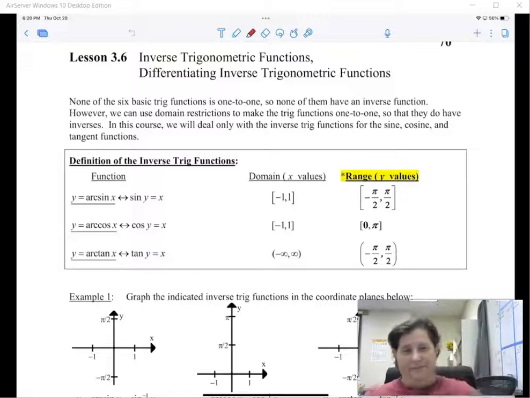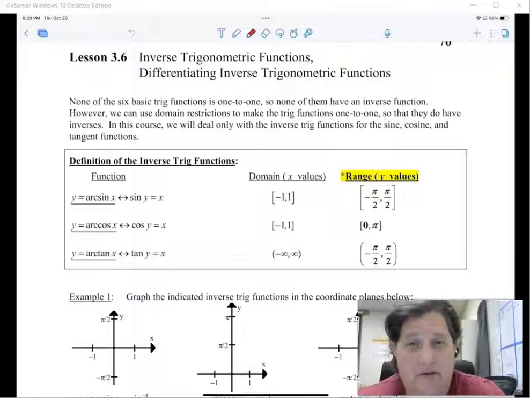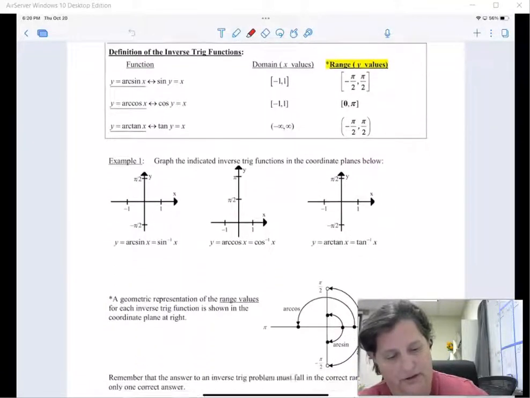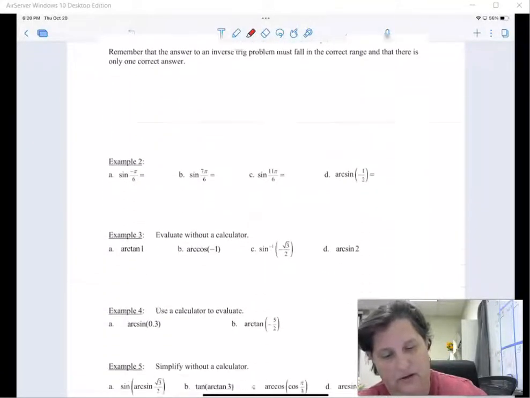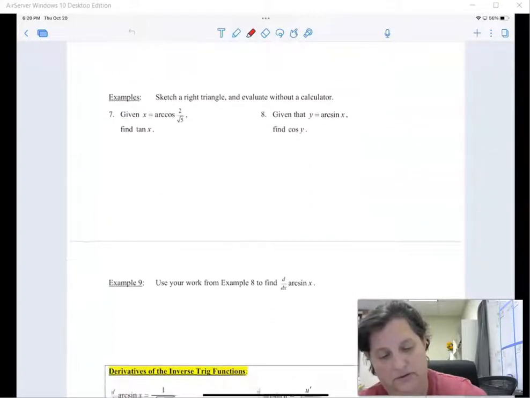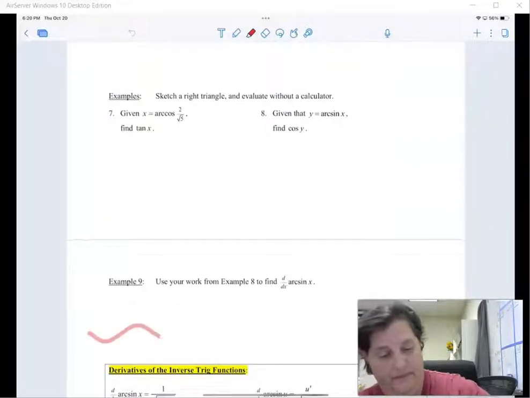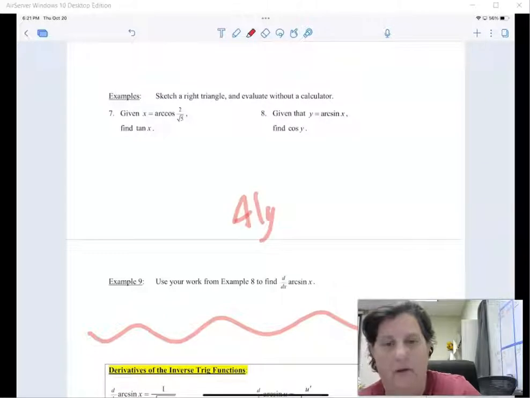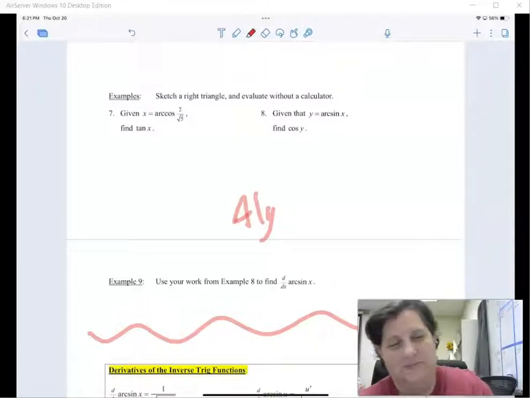All right, you guys. Our next lesson is on inverse trig functions and their derivatives. Now, in this lesson, all of this, all the way down to here, is what I usually call algebra stuff. Or, pre-calc stuff. Not algebra, but like pre-calc stuff. None of this is calculus.